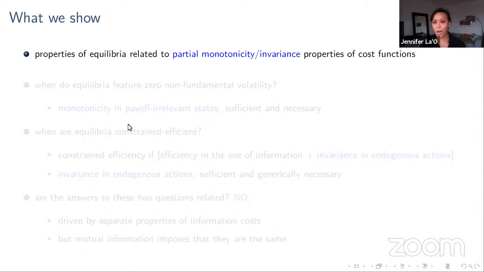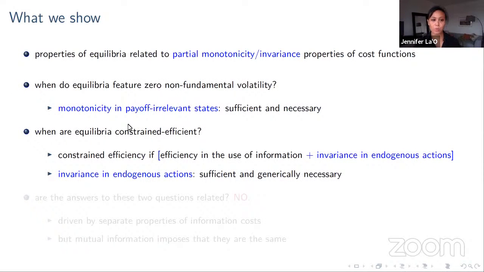Okay, so what are we going to show? Why do we introduce these new properties of cost functions? We're going to show that the properties of equilibria are very directly related to these properties. In particular, we're going to show that when cost functions are monotone in payoff irrelevant states, this is going to be sufficient and necessary for equilibria to feature zero non-fundamental volatility. Similarly, we're going to show that invariance in endogenous actions of cost functions is also sufficient and generically necessary for equilibria to be constrained efficient.